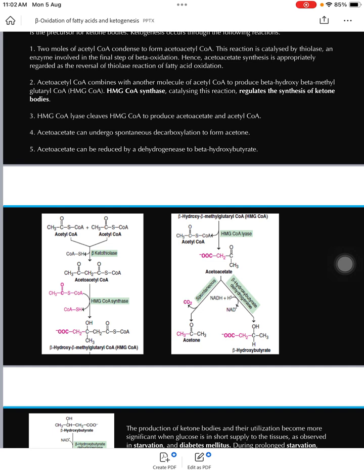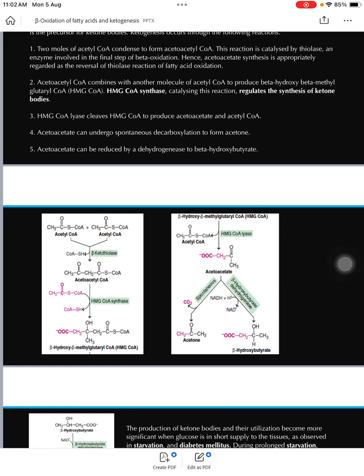Second one, acetoacetyl-CoA combines with another molecule of acetyl-CoA to produce beta-hydroxy-beta-methylglutaryl-CoA. In short, it is HMG-CoA. HMG-CoA synthase, the enzyme catalyzing this reaction, regulates the synthesis of ketone bodies. HMG-CoA lyase cleaves HMG-CoA to produce acetoacetate and acetyl-CoA.